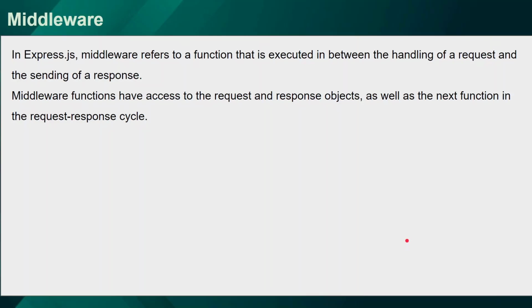Right, so let's see what this middleware is about. In Express.js, middleware refers to a function that is placed in between a request and response. Middleware functions access the request and response objects, do the necessary processing, and once that processing is done, pass control to the next function in the request-response lifecycle.